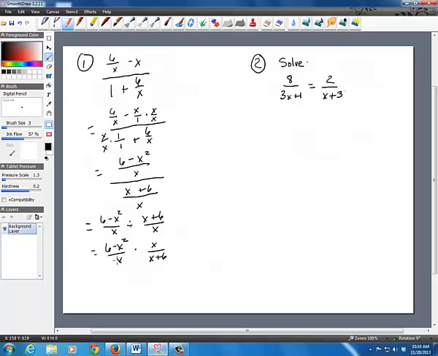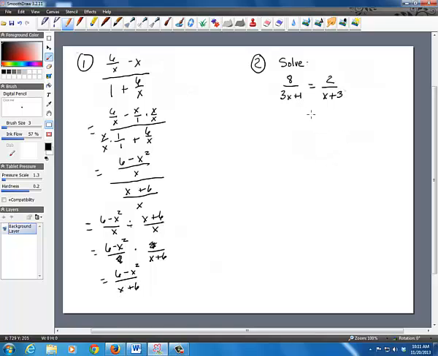And I can cancel out my x's, but I really can't do much with this. This is not the difference of two squares. And so my final answer is going to be 6 minus x squared over x plus 6.